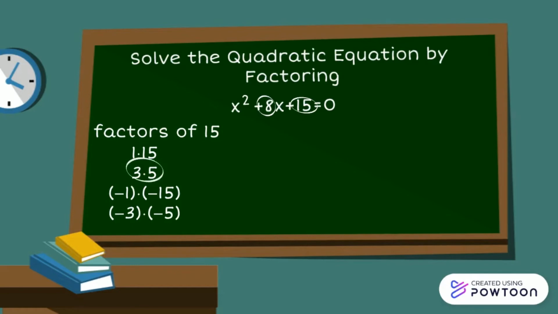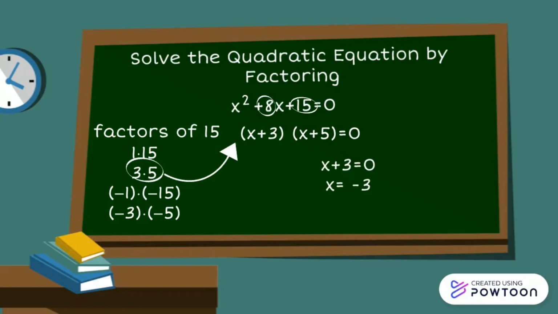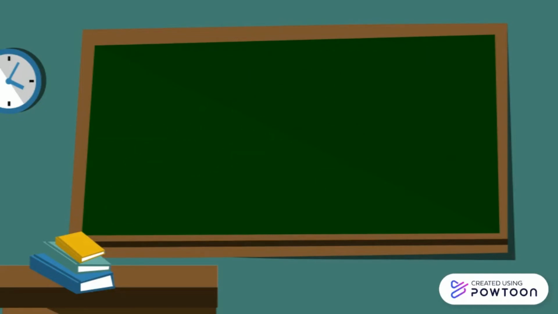Then write the factors, set each factor equal to 0, and solve. So x plus 3 equals 0. The answer is x equals negative 3. X plus 5 equals 0. And then the answer is x equals negative 5. So the solutions are x equals negative 3 and x equals negative 5.